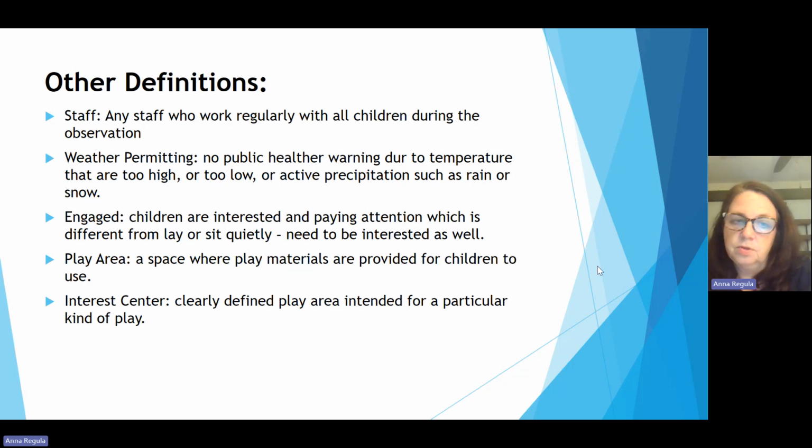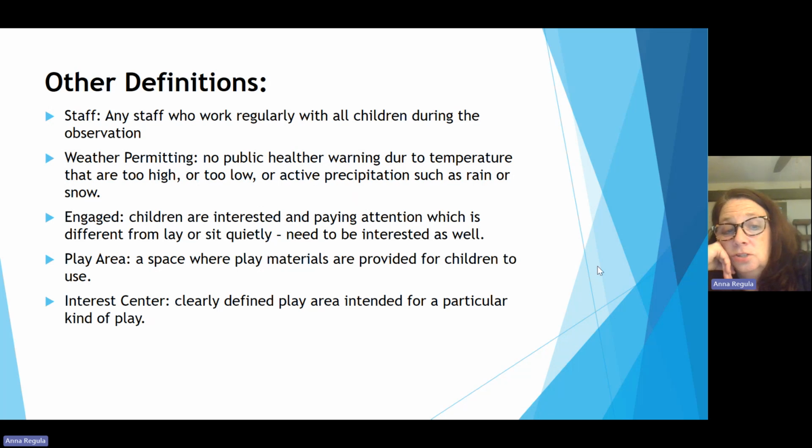Okay. So other definitions that seem important that they list in here specifically is when they're talking about a staff member, they're talking about anyone who works with the children during the observation, weather permitting, like in the subscales, it'll say weather permitting, they go outside, blah, blah, blah, however many times, right? If there's like this week, there's a heat advisory. So none of this is going to apply if it's too hot or the sun is too great, whatever, or when it's too cold in the winter.